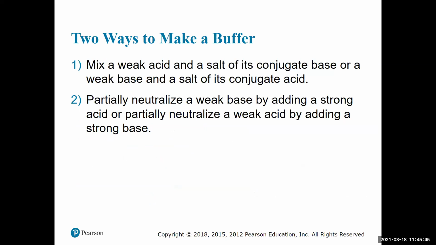The other way is to partially neutralize a weak base by adding a strong acid, or vice versa. So in other words, you can take a weak acid or base and then partially neutralize it with a strong one of the opposite. Either one of those ways is a way to make a buffer in the laboratory. Number two is easier to do. Number one takes a little bit more work, but they both work and they're both done.